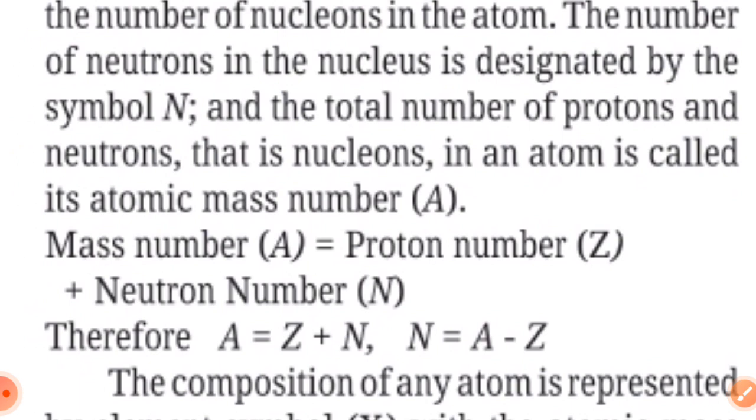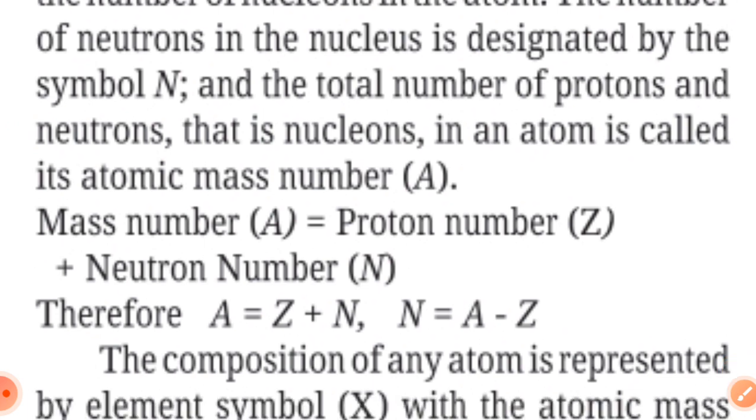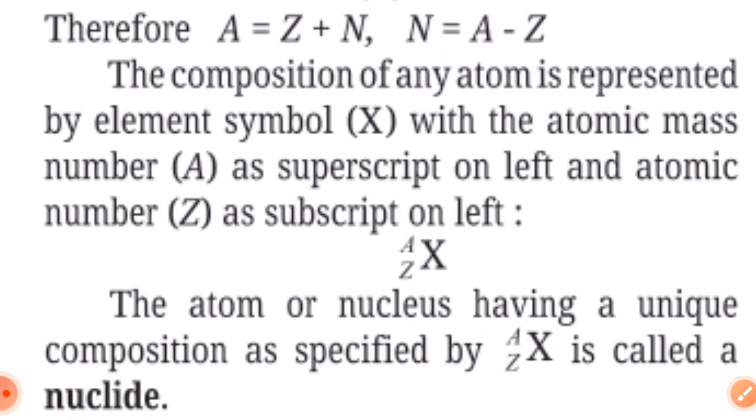The number of neutrons in the nucleus is designated by the symbol capital N, and the total number of protons and neutrons, that is nucleons, in an atom is called its atomic mass number, capital A. Mass number A is equal to proton number Z plus neutron number N. Therefore, A is equal to Z plus N. N is equal to A minus Z.